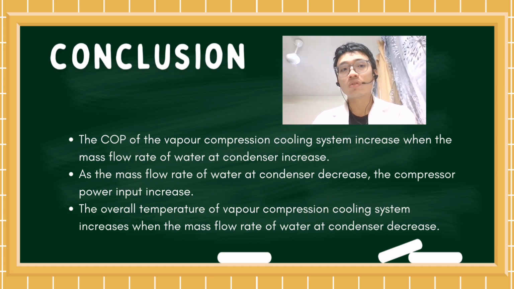So, in conclusion, we can say that the COP of the vapor compression cooling system increases when the mass flow rate of water at the condenser increases. And the second point is, as the mass flow rate of water at the condenser decreases, the compressor power input increases. And the last point is the overall temperature of the vapor compression cooling system increases when the mass flow rate of water at the condenser decreases.